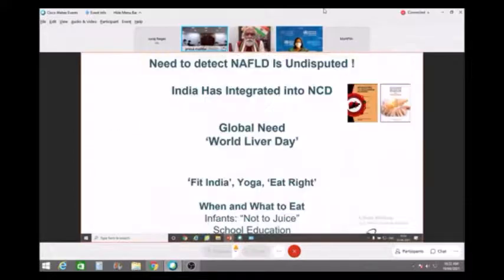Next. I would summarize now. The need to detect NAFLD is undisputed globally. And India, thanks to our Honorable Health Minister, Dr. Harshvardhan, has now integrated it into NCD. And with Dr. Poonam being there, there is a global need. I want to stress this on World Liver Day. We have programs in India, yoga, eat right.